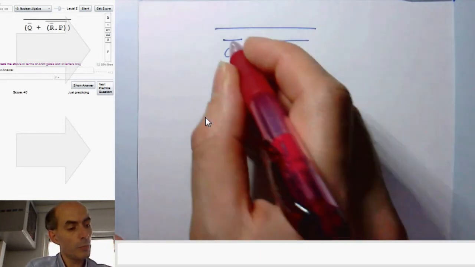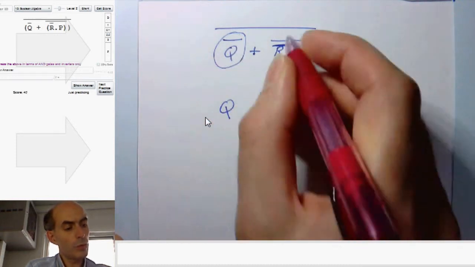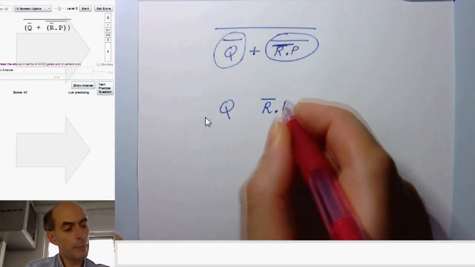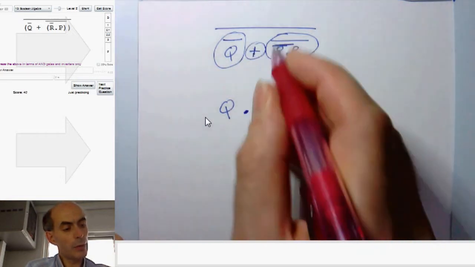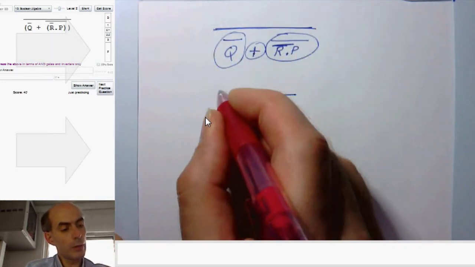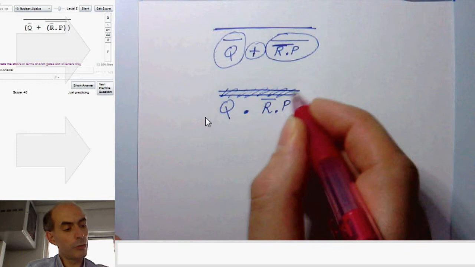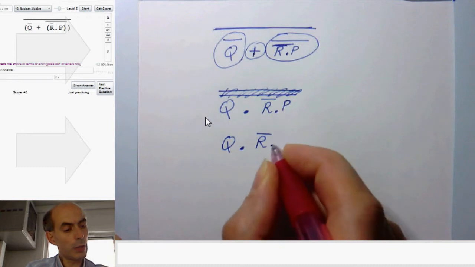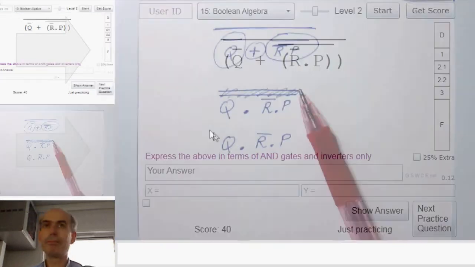Well, we take this expression here and take the inverse of that, and that's just Q. We take this expression and take the inverse of that, and that's just not R and P. We take this OR gate and convert it to an AND, and we take the inverse of the whole result. And then we've got this inverse up the top here that comes down there. These two inverses cancel each other out, so that just equals Q and not R and P, which has only got inverters and AND gates in it, so that should do.